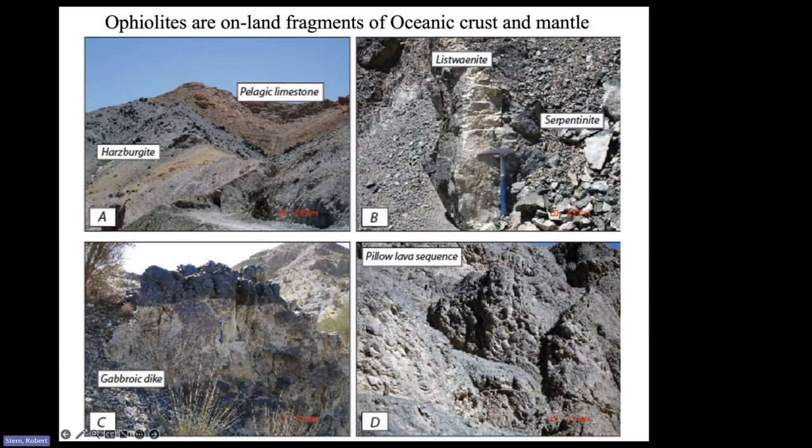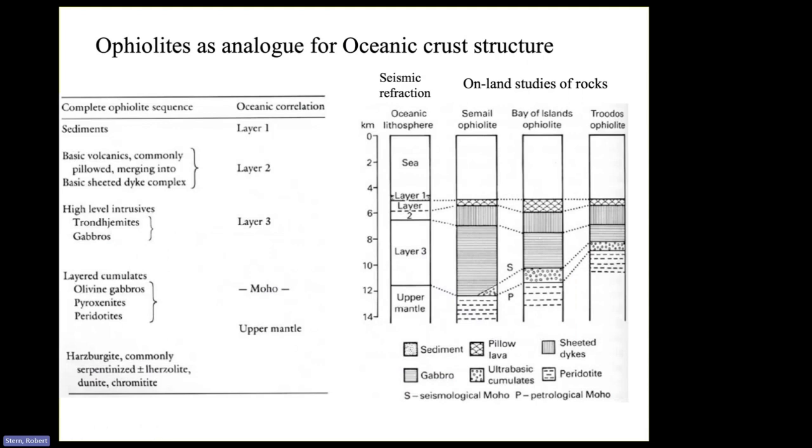Here we see a close-up of some of these ultramafic rocks, altered peridotite called serpentinite, another kind of altered peridotite called listwanite. You don't need to worry about those names. Here we see a gabbroic dike in the sequence, and here we see lots of pillow basalts. So ophiolites are taken as on-land analogs for oceanic crustal structure. You might think, well, why don't we just drill straight through it? But that's easier said than done, and we'll talk more about that in a later lecture.